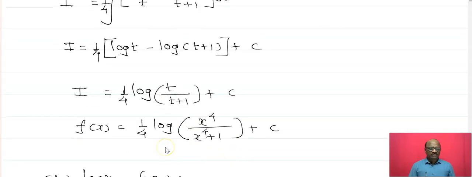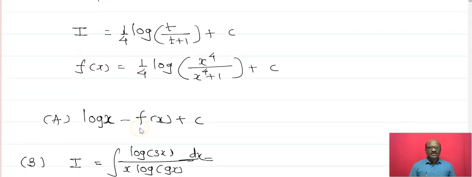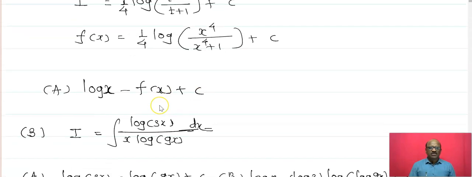Now again substitute the value of t. The value of t is x raised to 4. Therefore, 1 by 4 log of x raised to 4 upon x raised to 4 plus 1 plus c. And this is the f of x, and hence option A is the correct one. That is log of x minus f of x plus c. In the first example, I did not mention which option it is, but you can select it. It doesn't matter. Our problem is solved.